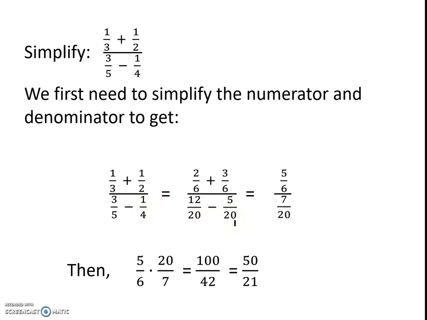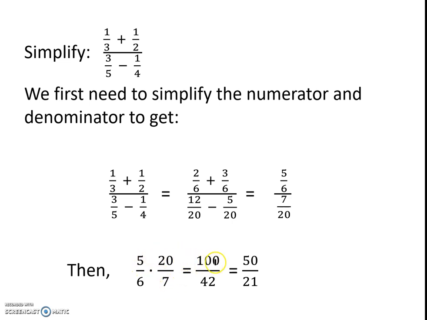is 5/20. Well, 12 minus 5 is 7, and they're 20ths. So now we have a complex fraction, 5/6 divided by 7/20. We know we multiply by the reciprocal of the denominator, so we have 5/6 times 20 over 7.